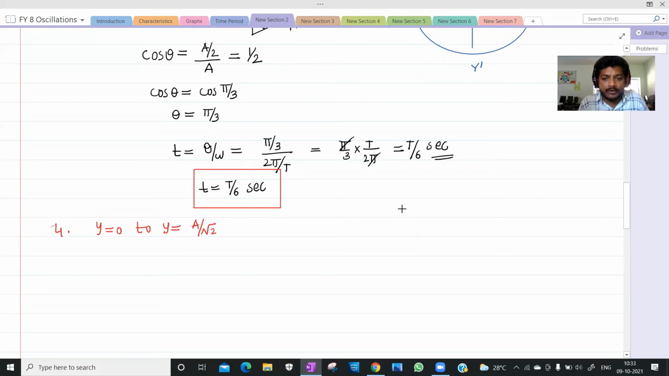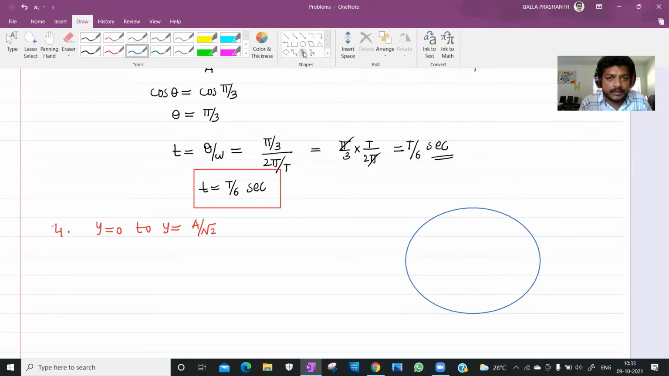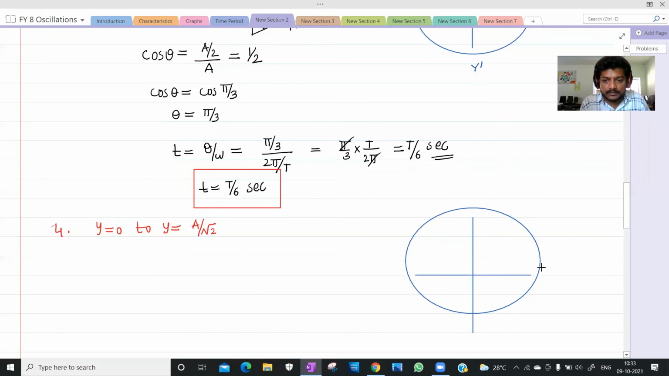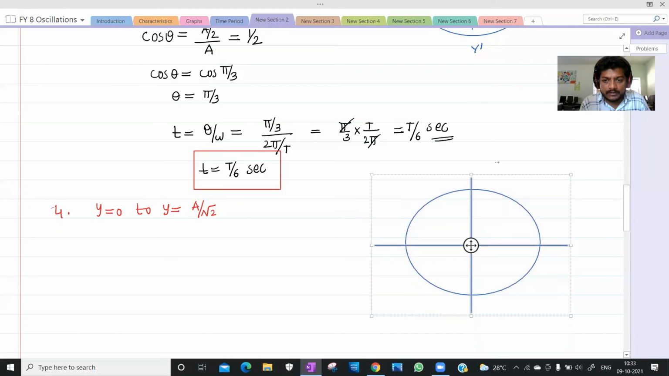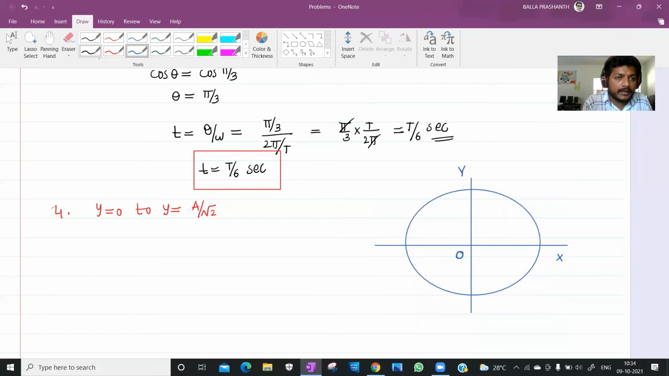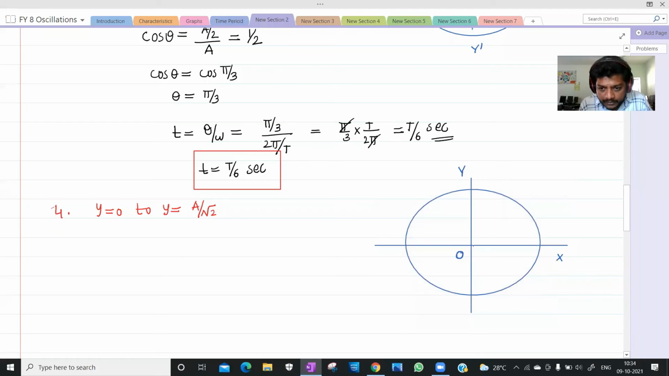So every time we are going to take a reference circle, right? This is the reference circle, with respect to the x-axis and y-axis. Now tell me, this is the origin. Where is the particle initially? y equals 0 means this is the position of the particle, and its corresponding position on the reference circle is this.